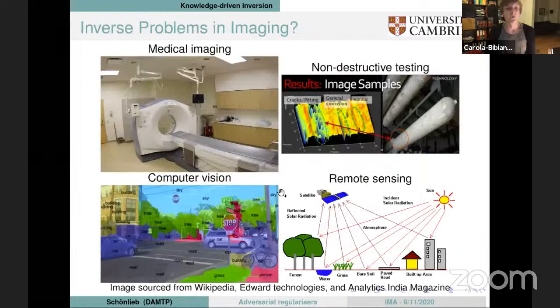And there are many, many more examples of this kind. Medical imaging is, of course, a very prominent one. We just heard about CT, but there are many others: MRI, PET, electrical impedance tomography, lots of different inverse problems in this regime. Non-destructive testing is, of course, another one, when you want to understand material properties without cutting objects open, but you want to look through them.